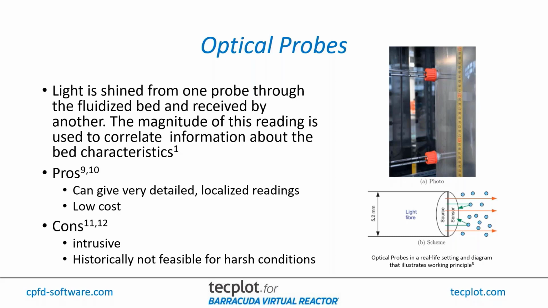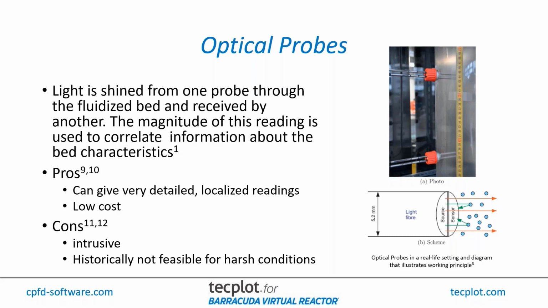You can see on the right an example of how these probes look in a real-life system, as well as a diagram on the bottom right that demonstrates the transmission-reflection relationship that the method uses. Optical probes are capable of giving very detailed measurements local to the positions at which they are mounted, and they're a well-established technology that can provide a low-cost solution in many projects where people need to measure bubble properties.